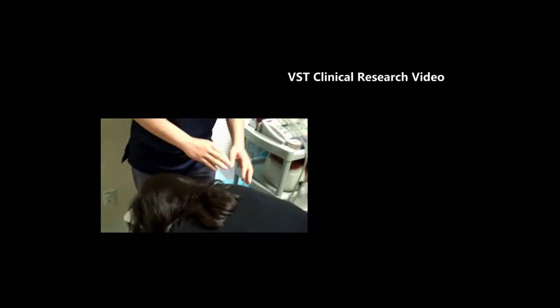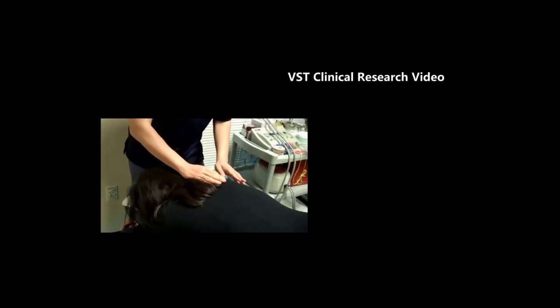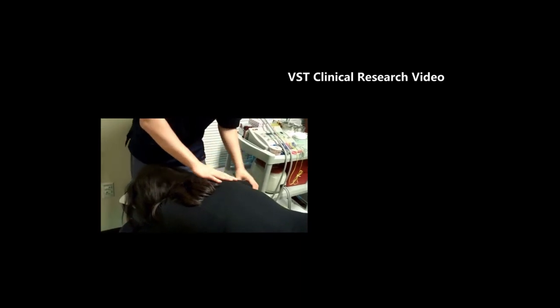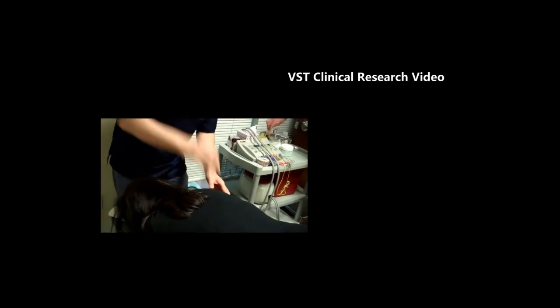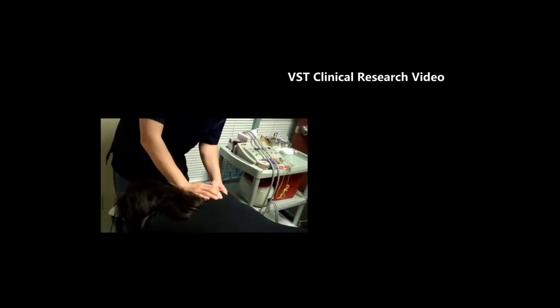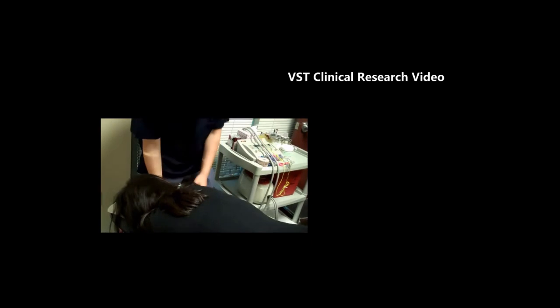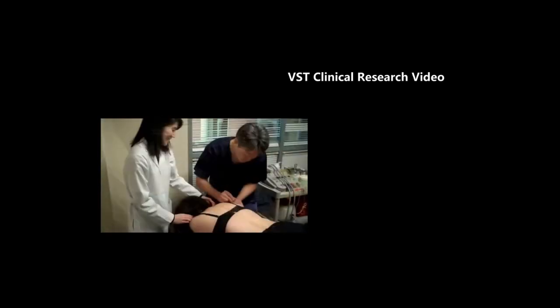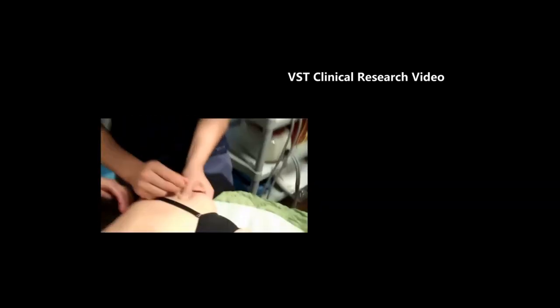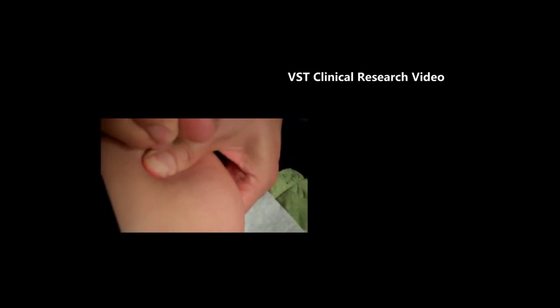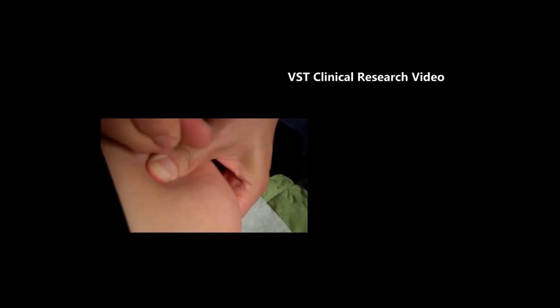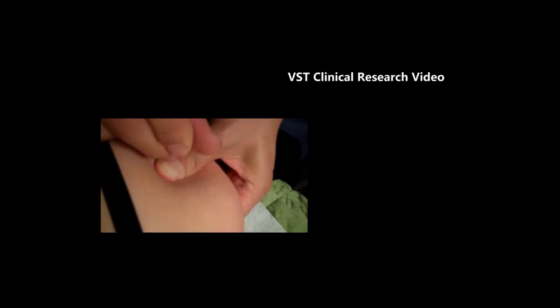Yeah, okay. Right side is shorter, so I will treat the latissimus dorsi, that is antagonist for the abduction of the shoulder joint. Yeah, here. Okay, let me start. Thank you. Now I'm treating the latissimus dorsi of the right side, the shoulder side.